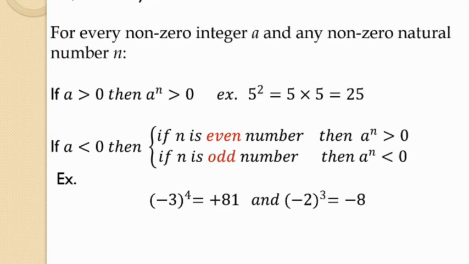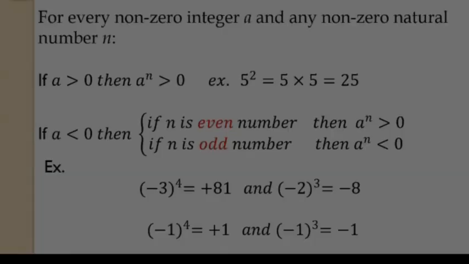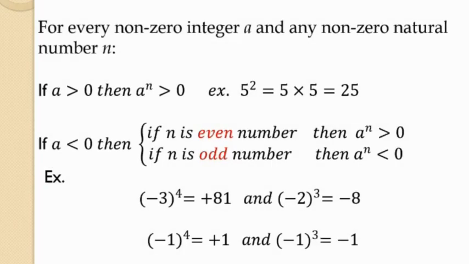But when I say minus 2 all to the power 3, here our exponent is odd, then directly our answer will be negative. Why? Because minus and minus is plus, and minus becomes minus. Here minus 1 all to the power 4, the exponent is 4, then the answer is positive. Minus 1 all to the power 3, the exponent 3 is odd, so our answer will be negative.